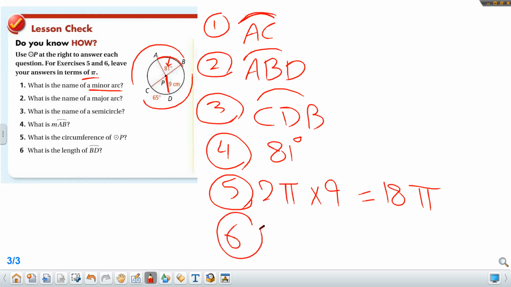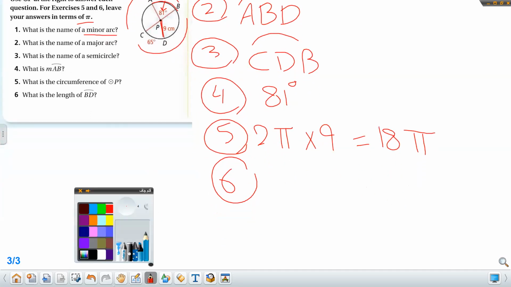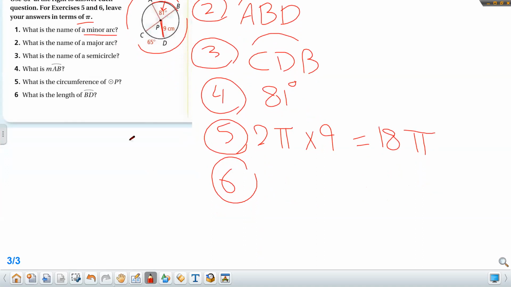Number 6. What's the length of arc BD? How to find the length of an arc? Remember the new rule: length over length equals measure over measure. How to find the length of arc BD?